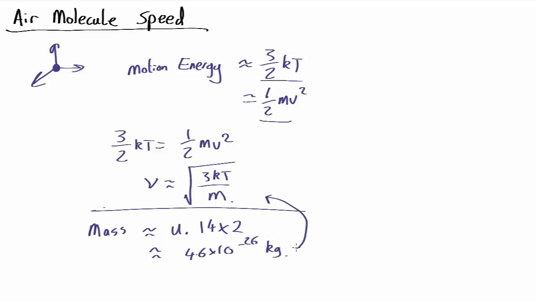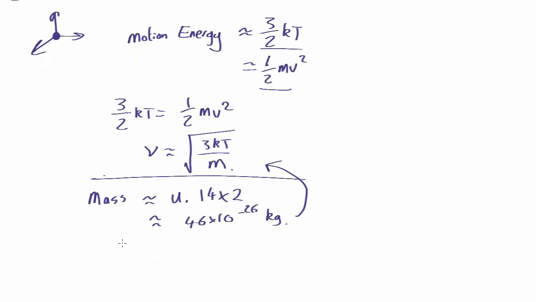Now if we plug this in for room temperature, 300 Kelvin, we find the typical velocity of air is about 500 meters per second. 500 meters per second. That is fast. That's 1,800 kilometers per hour. That's the speed of a rifle bullet. Pretty fast rifle, in fact.